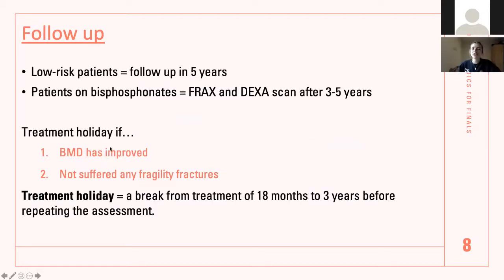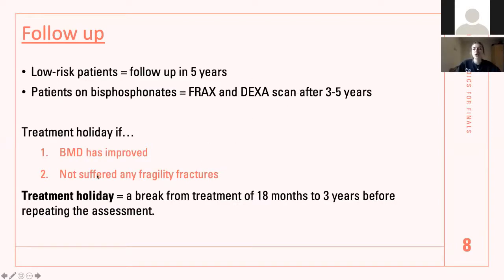So with any patients that you're prescribing bisphosphonates, it's really important to follow up these patients because obviously it's quite a potent medication that you're starting them on, so you need to make sure that they still need to be taking this medication. So all low risk patients, just follow them up in 5 years' time. So redo the FRAX score, redo the DEXA scan if it's indicated. All patients on bisphosphonates, you need to give them a FRAX and a DEXA scan after 3 to 5 years.